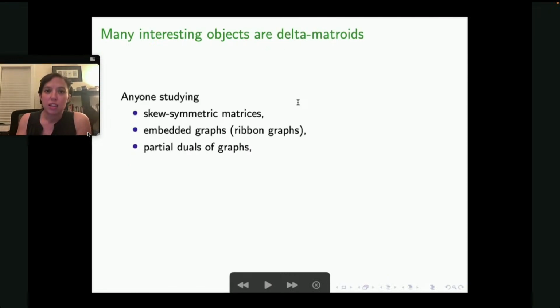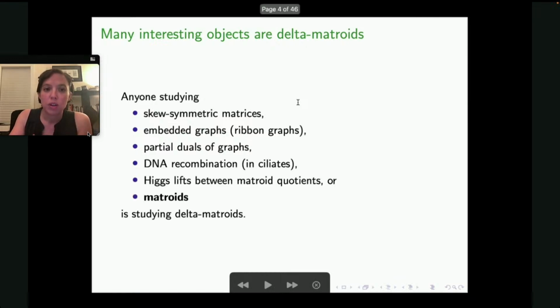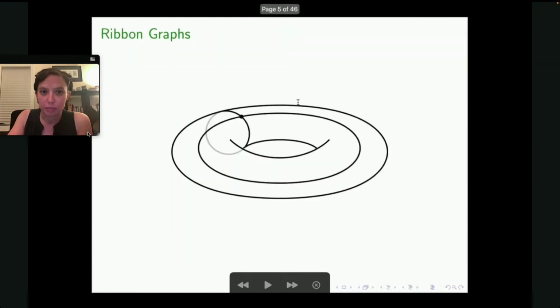Many interesting objects are delta matroids. So skew symmetric matrices over a given field, embedded graphs or ribbon graphs, partial duals of graphs. And there's a couple of other interesting things. DNA recombination in ciliates is related to delta matroids. Higgs lifts between matroid quotients. Matroids are delta matroids, it turns out. And a lot of people are interested in matroids in this audience.